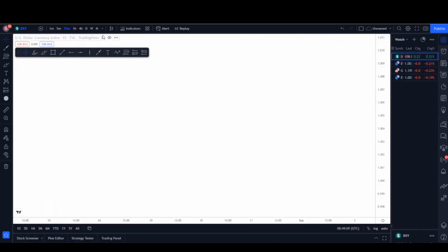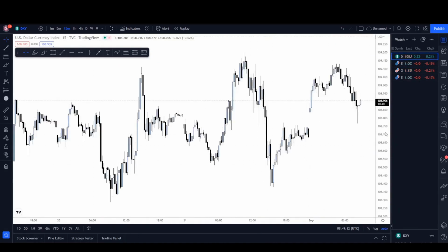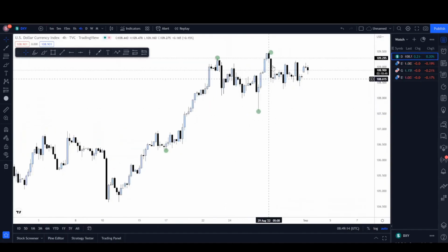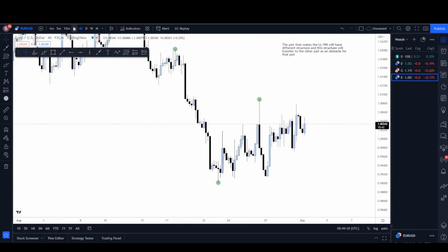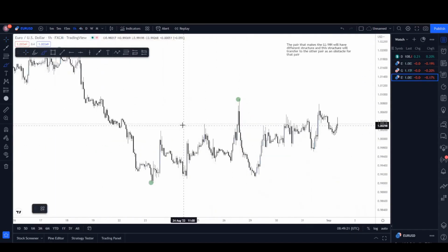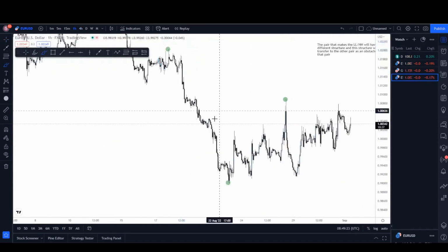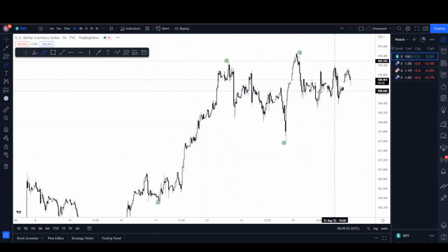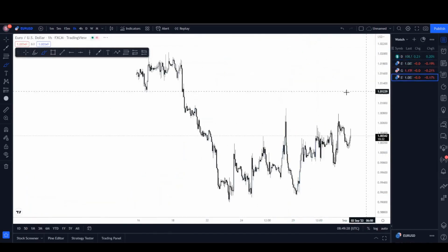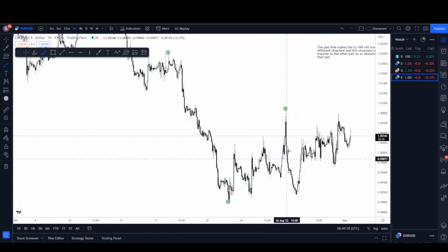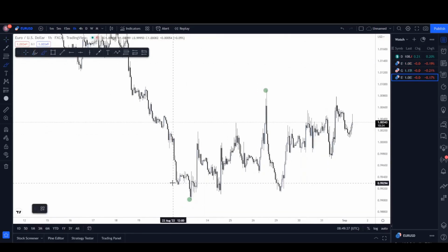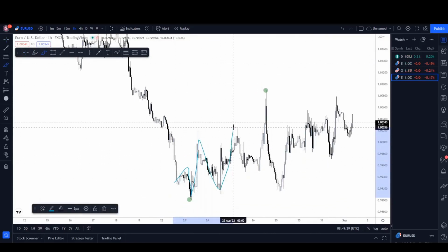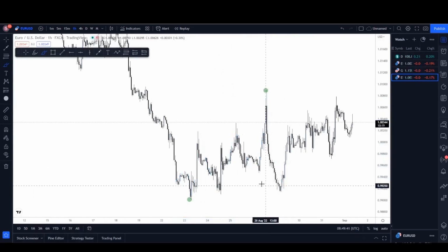Okay, so let's look at dollar. I said that H4 was different to EU's H4, which is true. Okay. EU's H4 structure is here to here, whereas dollar's is here to here, which would be here to here on EU, but it's not. So EU's H4 structure is different to the dollar's H4 structure, but EU's H1 structure was bullish like this, and then it switched bearish.